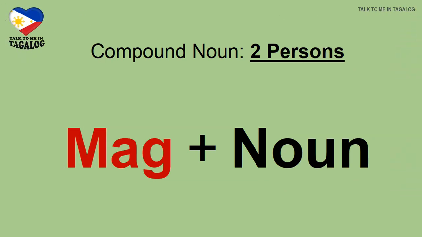Let's first study how to name the relationship between two people. The rule is very simple, as you can see on your screen. Mag plus noun. And what are those nouns? They are your relatives or the people around you, like your mother, father, siblings, husband, wife, friend, etc.